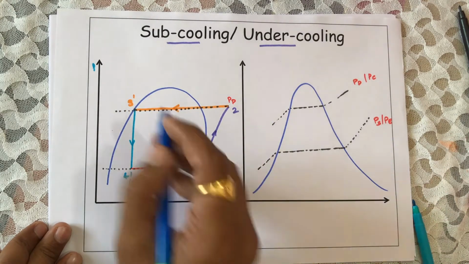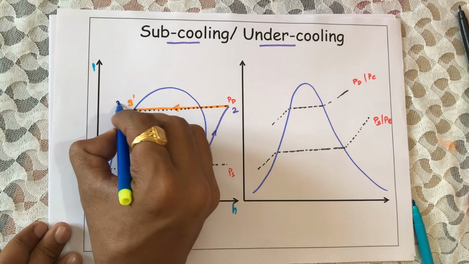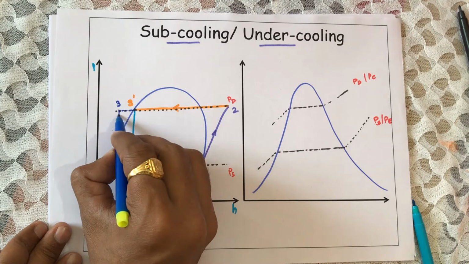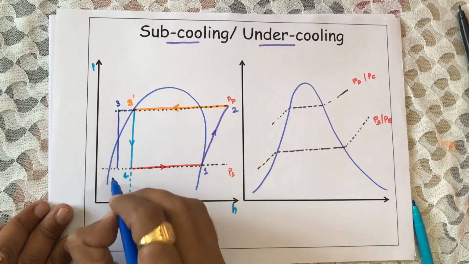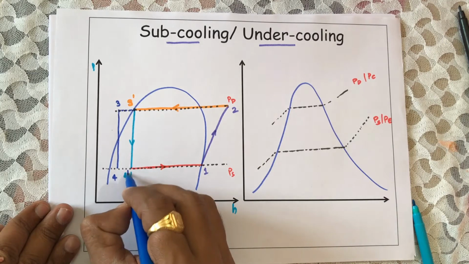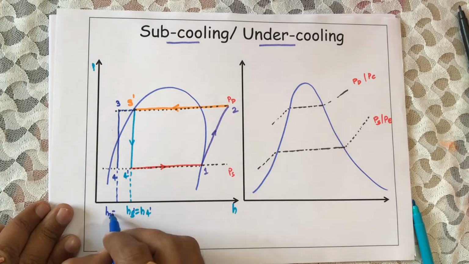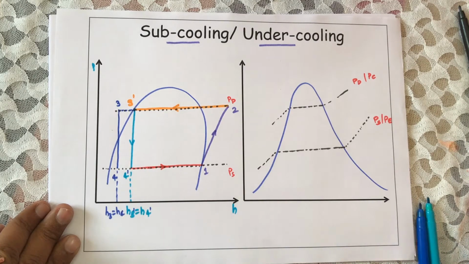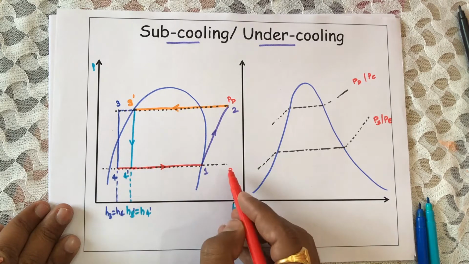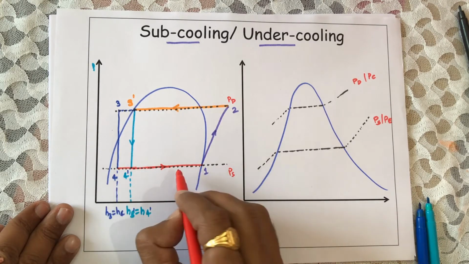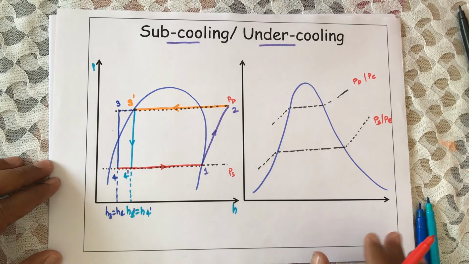Here, in order to have the subcooling, point number 3 will be shifted somewhat towards the left hand side of this saturated liquid line. This will be point number 4. I can write here H3 is equal to H4, and here process 4 dash to 4 to 1 is nothing but a constant pressure heat addition process.